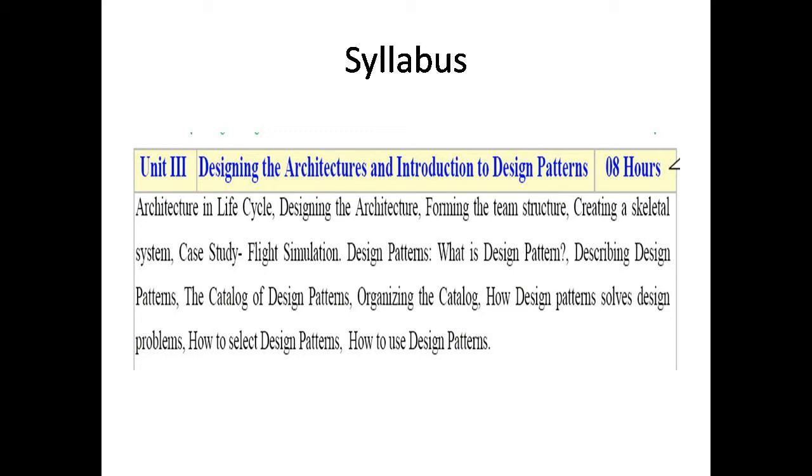So see, in this unit we have to study the architecture in the life cycle. Just like the software life cycle, you have studied how architecture fits in the life cycle of a project. Then designing the architecture. These are the points which we have to study in this unit: designing architecture, forming the structure, creating a skeleton system, then working simulation, which will guide us.